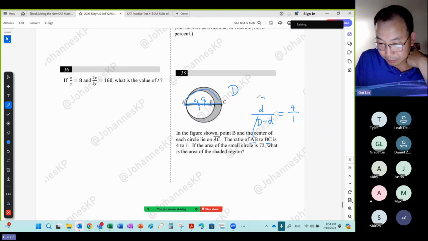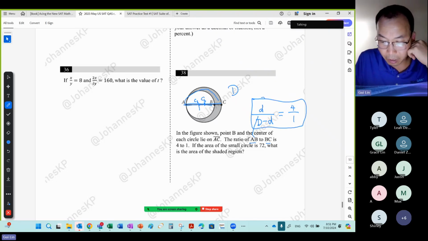Right? You got it. You can build this kind of ratio. If the area of the small circle is 72, then the area of the small circle is pi (d over 2) squared. So here is 72, so replace it by 72. Okay, what's the area of the shaded region?